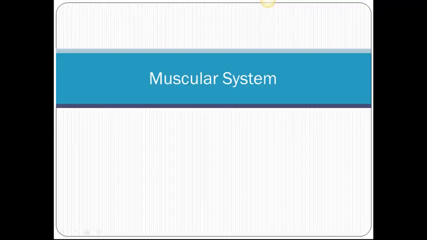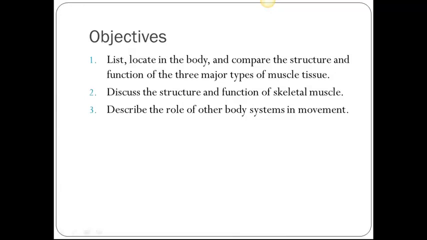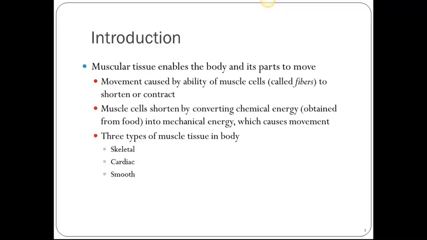Muscular System Lecture. The objectives for this lecture are to list, locate in the body, and compare the structures and function of the three major types of muscle tissue. We will also discuss the structure and function of skeletal muscle and describe the role of other body systems in movement.